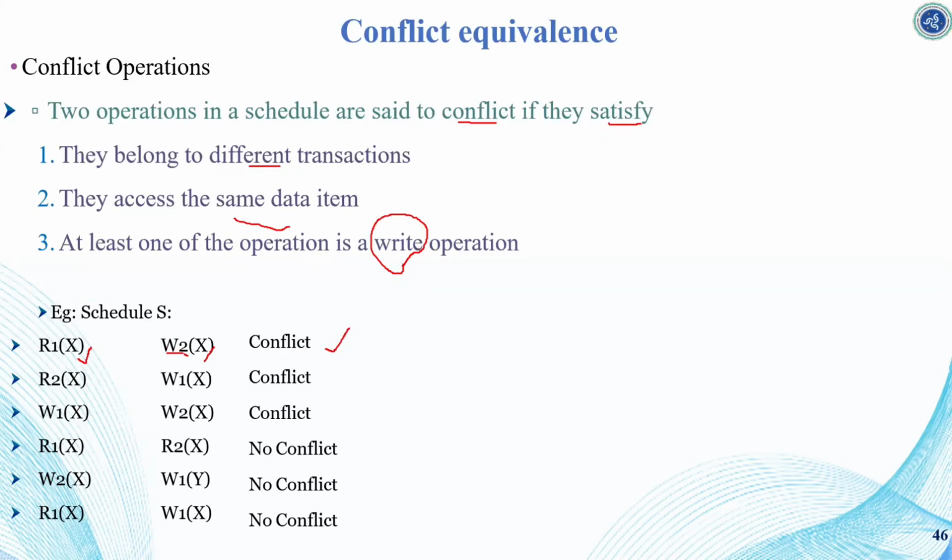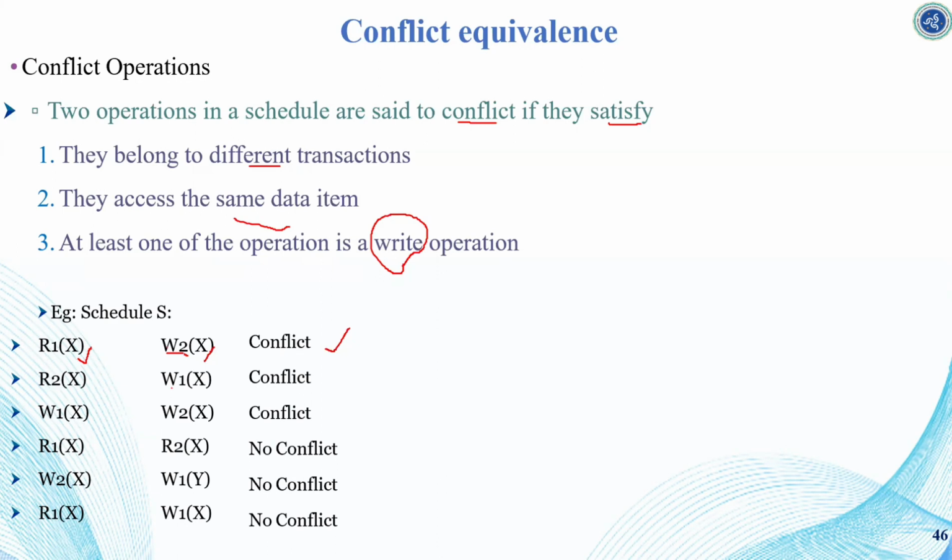Then what about the second operation? Here T2 is reading X and T1 is writing X. Both are in different transactions, both are accessing the same data item, and there is a write operation. So it is also a conflict, even though the order of the transactions is different. Here T1 is taking a write operation and T2 is taking the read operation. That doesn't matter, but we need to check whether there is a conflict or not.